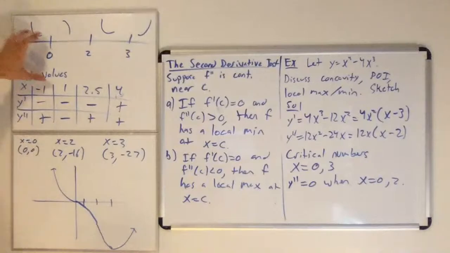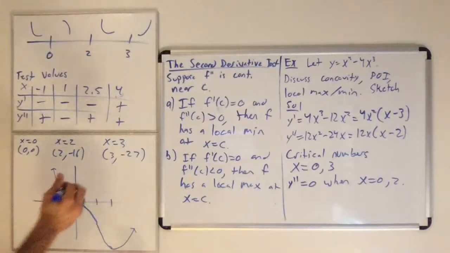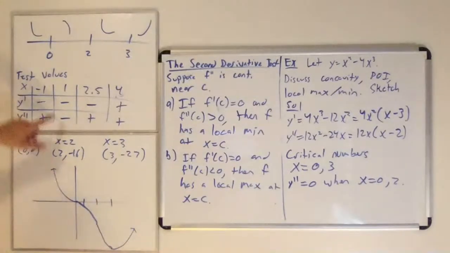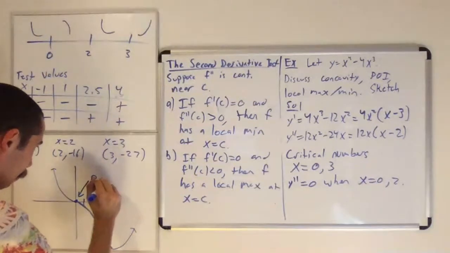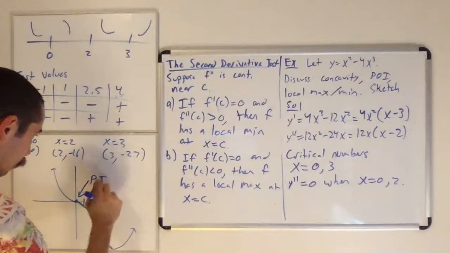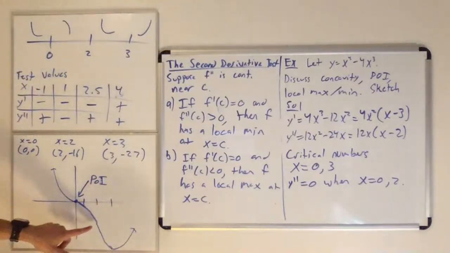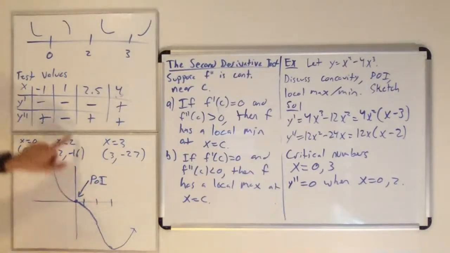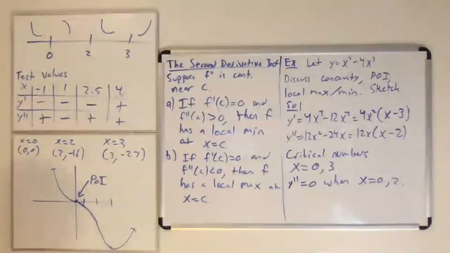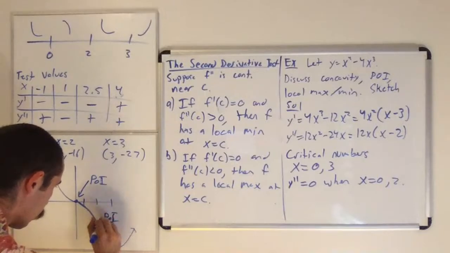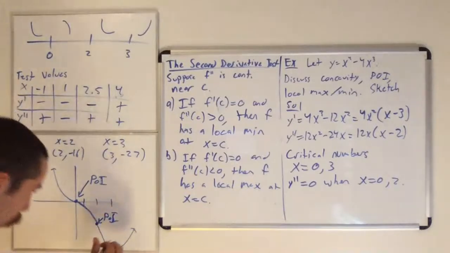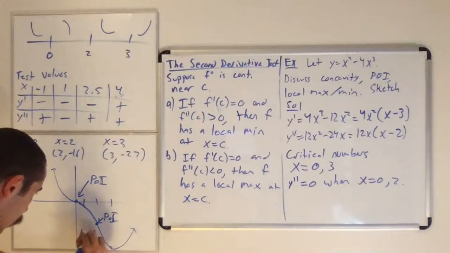So the general idea is we just connect all the dots, and we should label the interesting ones. So here, at 0, we went from concave up to concave down. That's a point of inflection. And then here at x equals 2, we went from concave down to concave up. So it's also a point of inflection. And we have a local min down here.